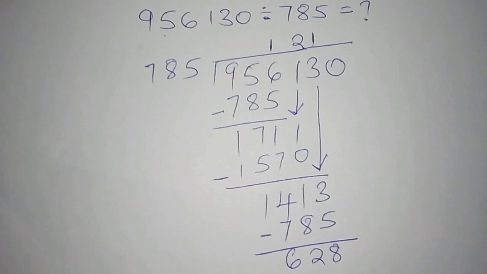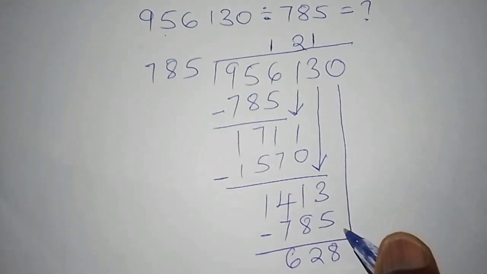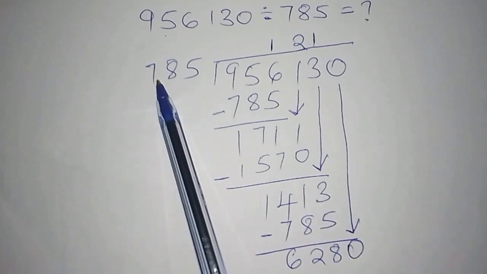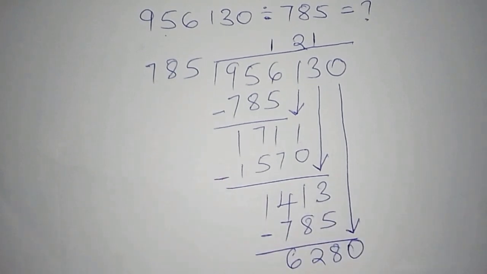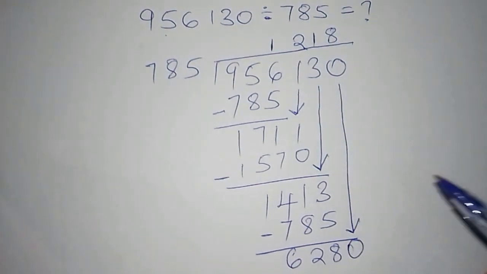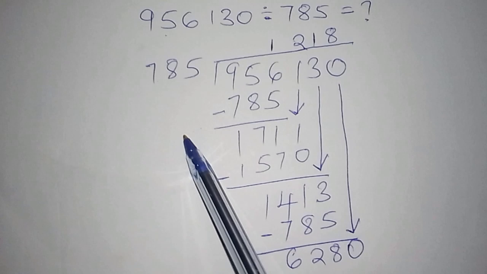You can confirm from your side if it is correct, as you are trying to move with me step by step. So here we are on the final part, where now we are going to drop the 0 down here. So now it becomes 6,280. So we again check how many times 785 goes into 6,280. We can confirm that it goes there 8 times. And now we check, 8 multiplied by 785 is how much?